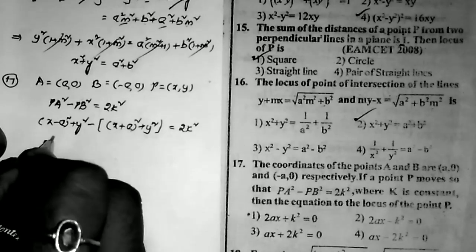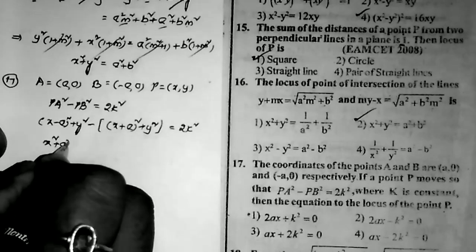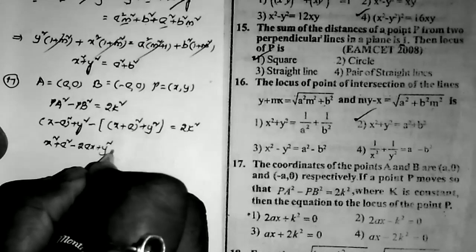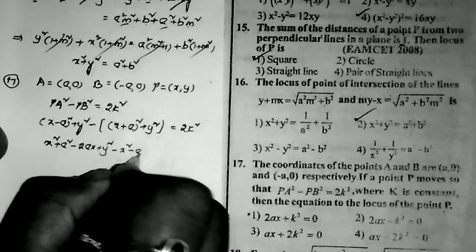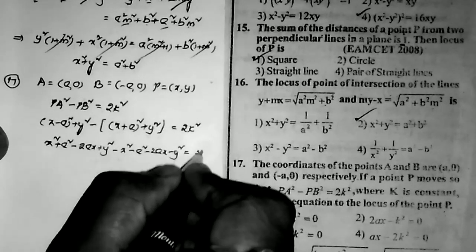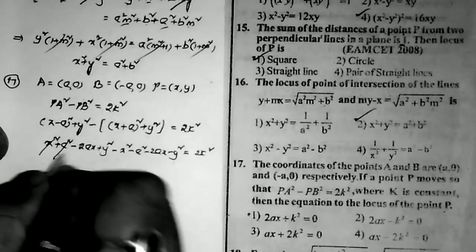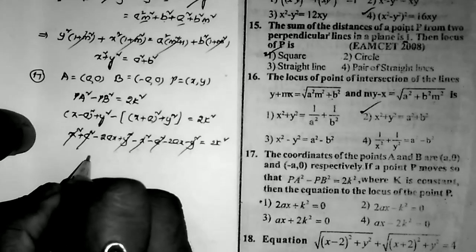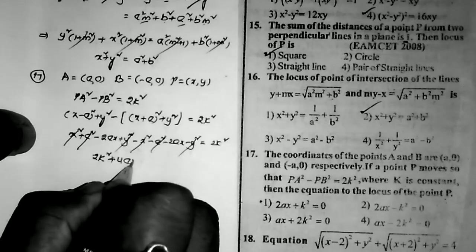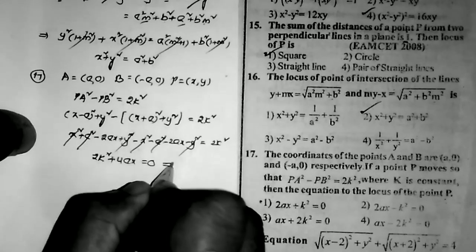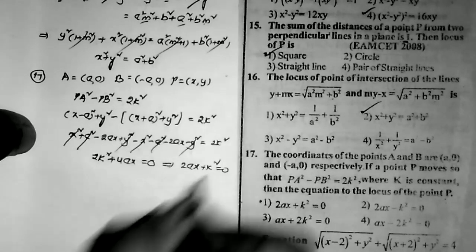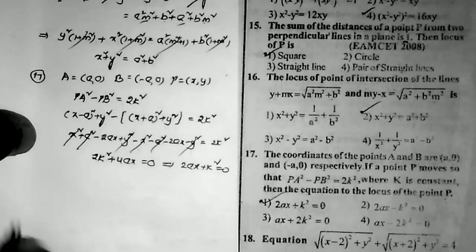That is, taking the expansions here: x² + a² - 2ax + y² - (x² + a² + 2ax + y²), minus of the expansion, is equal to 2k². Now here the x², y², a² terms are cancelled. That is 2k² + 4ax = 0. Therefore the answer is 2ax + k² = 0. That is the first option.